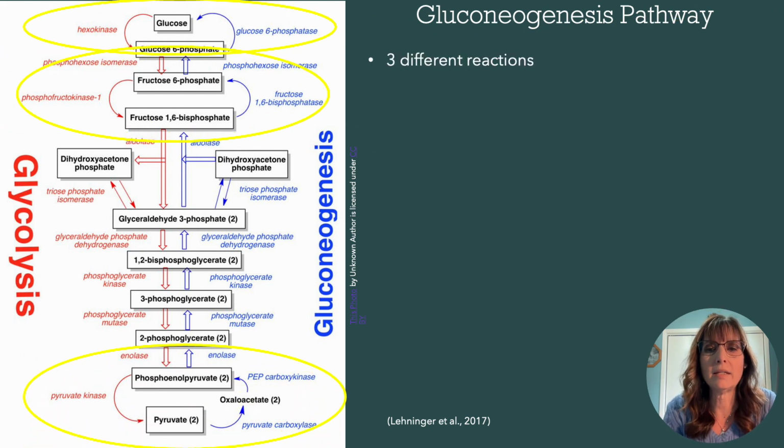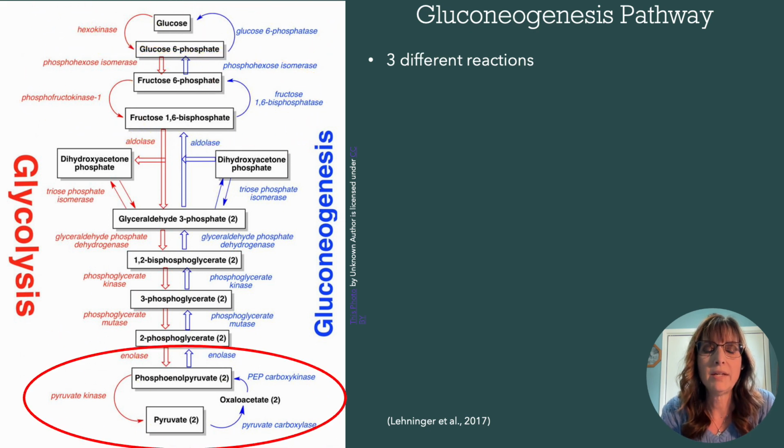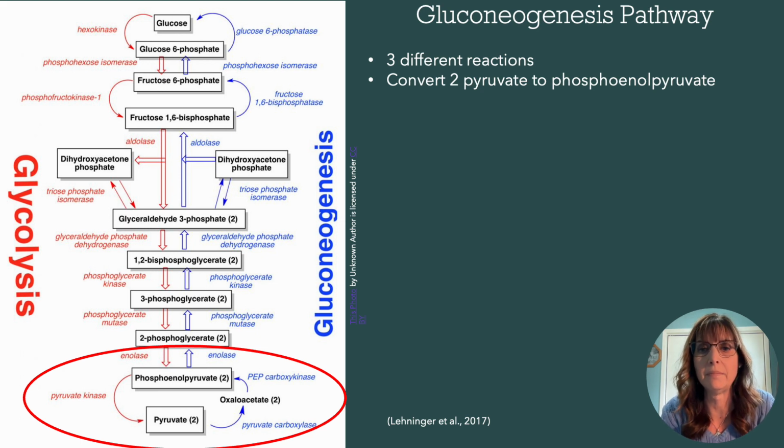Now, I know I said glycolysis and gluconeogenesis are not reverses of each other, and they're not, but 7 of the 10 reactions are. So let's just focus our attention on these 3 reactions highlighted in yellow, because that's where the difference occurs. Now, in gluconeogenesis, we're going to start at the bottom. And in this case, we're going to take 2 pyruvate molecules and turn them into phosphoenol pyruvate molecules. We can abbreviate that PEP.